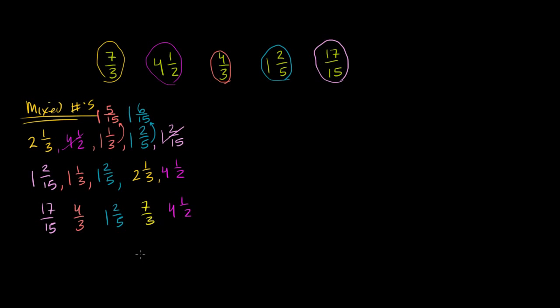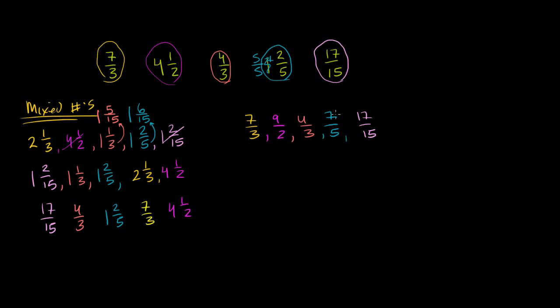Now the other way to do it is to convert all of these into improper fractions. If we do it that way, the 7/3 is still 7/3. 4.5, to turn that into an improper fraction, 4 is the same thing as 8/2, and 8/2 plus 1/2 is 9/2. Or a simple way, 2 times 4 is 8 plus 1 is 9, so 9/2. And then 4/3 is already written as an improper fraction. 1 and 2/5, well, 1 is the same thing as 5/5, and 5/5 plus 2/5 is 7/5. Or you could say 5 times 1 plus 2 is 7. And then finally, we have the 17/15.